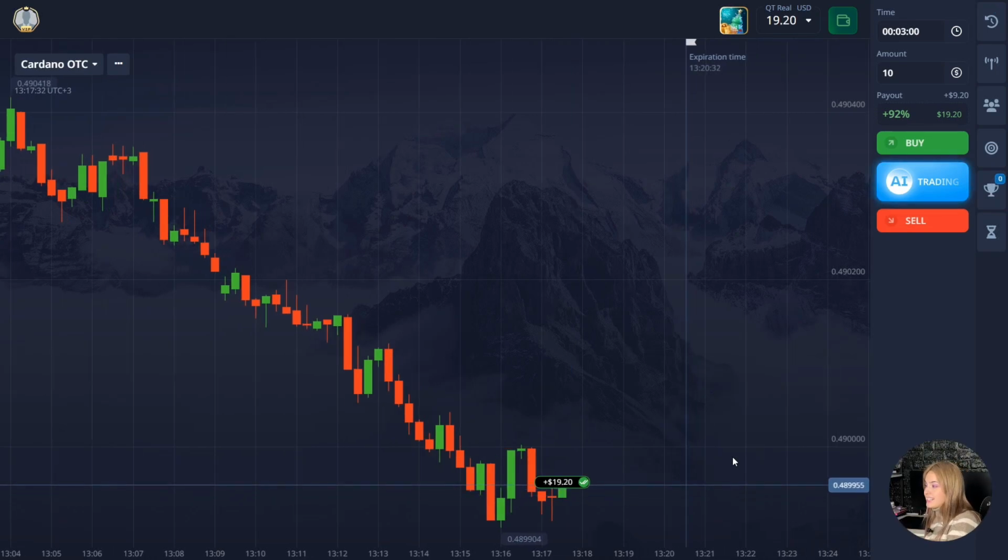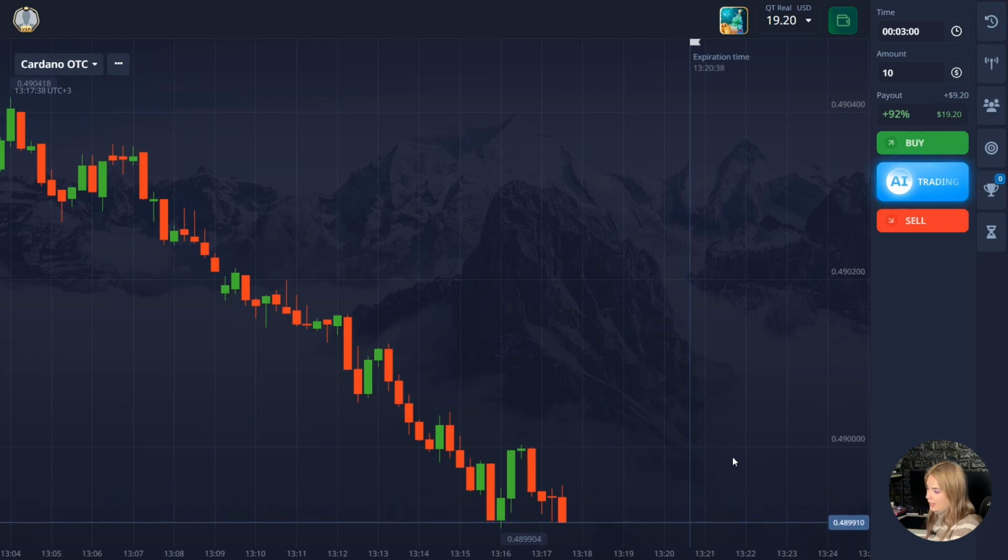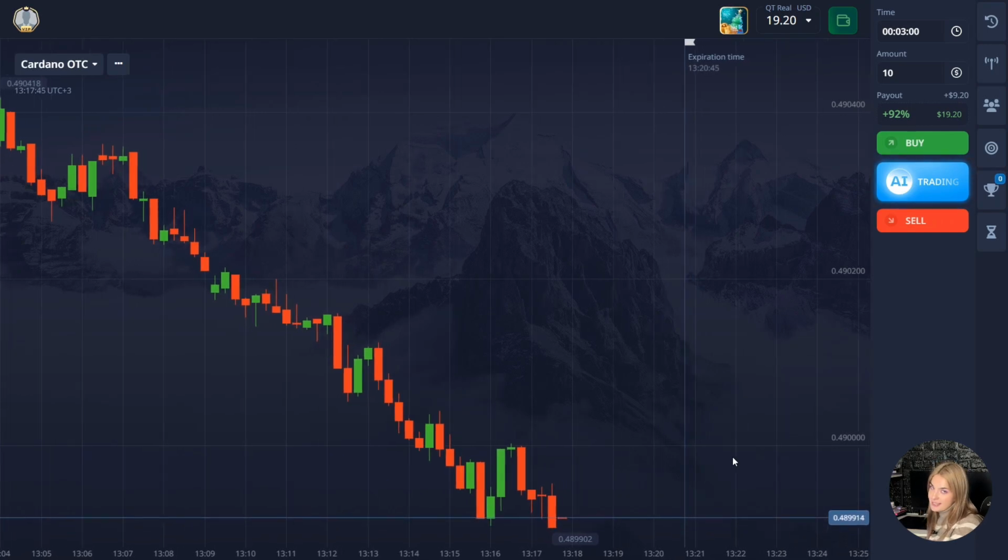Well, my dear traders, it's not bad at all. As you can see, the price is showing a decrease and our deal closed below the entry point. This is how we got the profit on our first deal. I think it's an amazing result. Let's continue, my dear traders.